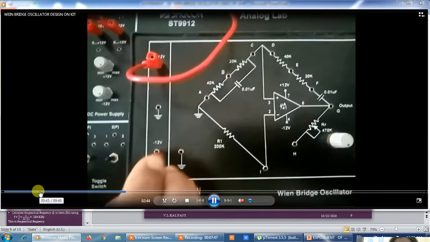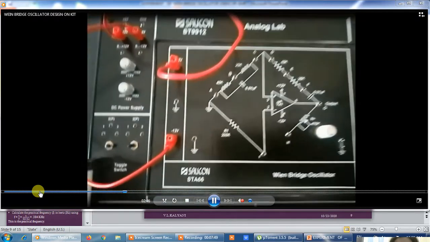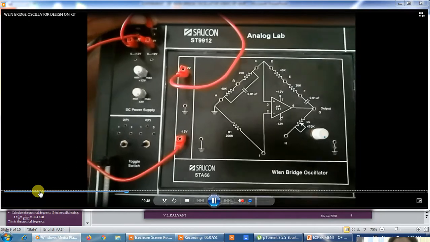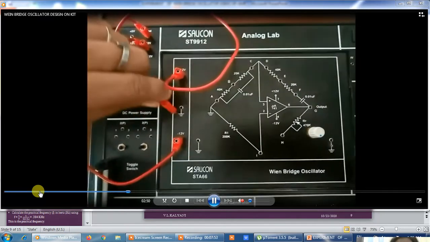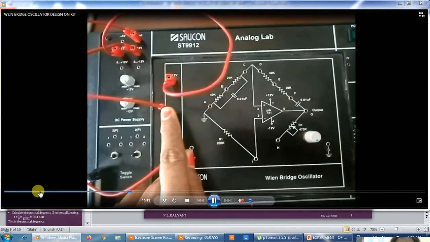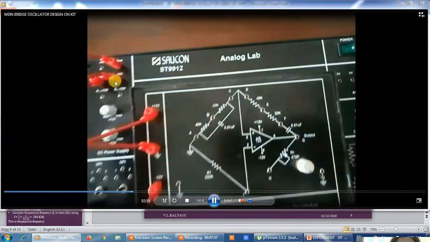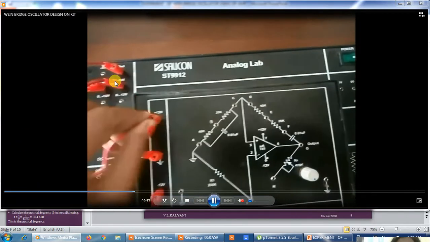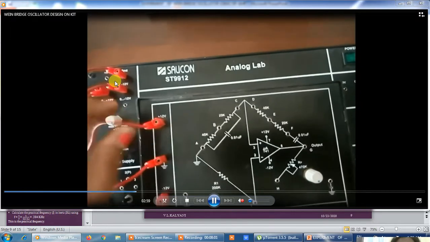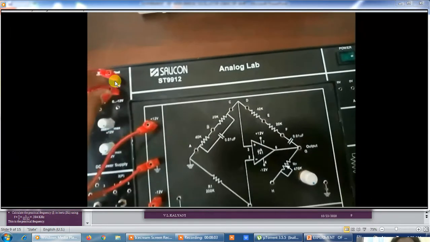Here you have to connect all the terminals according to the given procedure, as we have already discussed. So here the external power supplies are given over here. So you have to connect these power supply terminals like this.